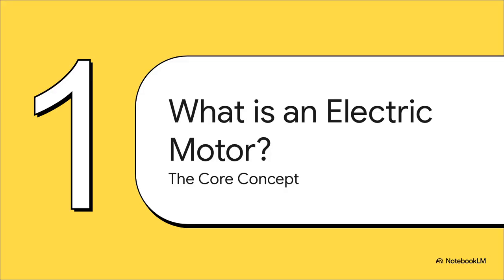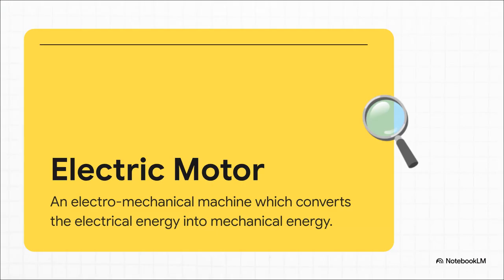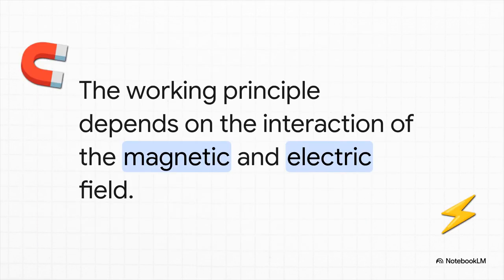Okay, so first things first, what exactly is an electric motor? Well, to put it simply, it's a machine that takes electrical energy, that invisible power flowing through the wires, and turns it into actual physical movement. It's basically the magic trick that turns electricity into a spinning shaft or a turning wheel. So how does it do that? Well, it's all about this really cool dance between magnetism and electricity. See, when you run an electric current through a wire that's sitting inside a magnetic field, it creates a force, a little push. And that simple push is what we harness to create rotation. It's such an elegant and powerful idea, right?